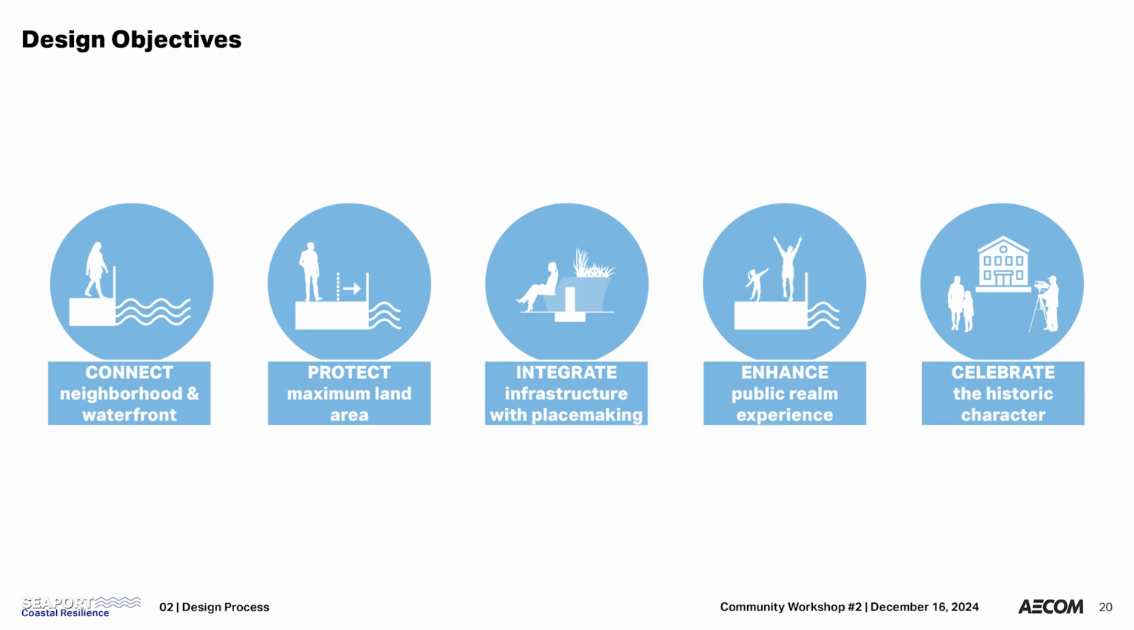This should actually be the first, protect and allow for the maximum land area possible to protect the entire neighborhood. And you will see that in our alignment, this line of protection moves all the way out to the edge of the waterfront, which is really important. The most out there the line of protection is, the more area protected we have for the neighborhood and for the waterfront. Integrating infrastructure with placemaking also goes without saying.